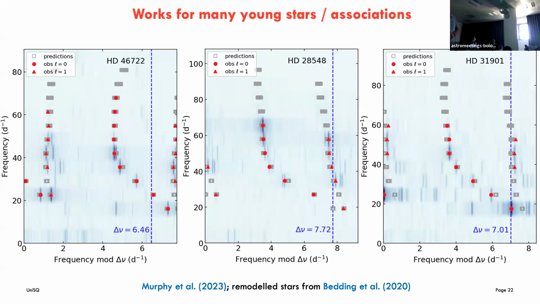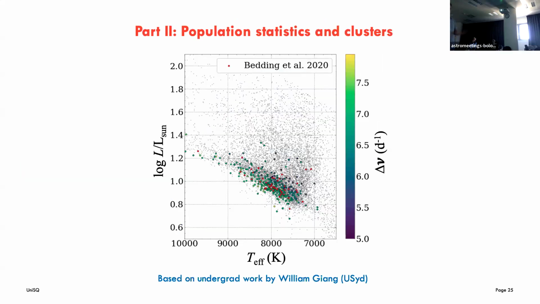So that leads me nicely onto the second part of this talk, which is population statistics and clusters. A lot of this work was based on an undergraduate project that was done by William Young at USU that I supervised for 2 semesters. And this is sort of the money plot of his work. This is an HR diagram with hundreds of delta Scuti stars whose delta nu's have been measured. There's a lot of information there, but first let me talk you through how we get there.